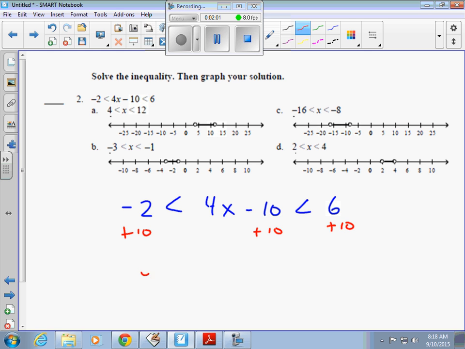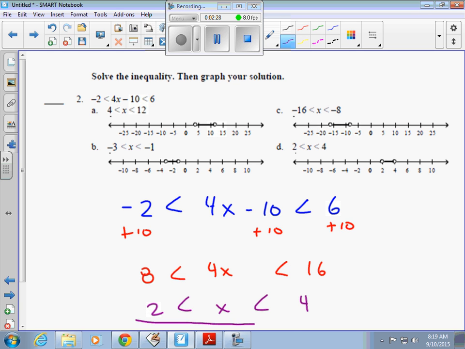Once you do that, this gives you 8 here, is less than 4x. No reason to reverse the symbols. All we did was add. Is less than 6 plus 10, which is 16. Divide by 4 in all 3 sections. 8 divided by 4 is 2. 4x divided by 4 is just going to be x by itself. And 16 divided by 4 is 4. No reason to reverse the symbols again, because all we did was divide by a positive 4. So we'll leave it as less than and less than.